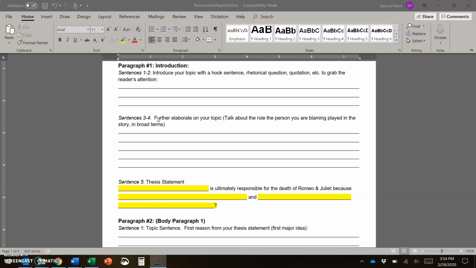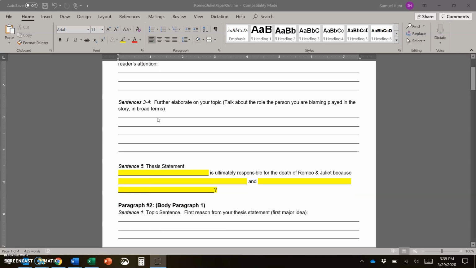So, if I were going to say that Peter, the nurse's servant, was ultimately responsible, you're going to have a hard time making that one, so I don't know if I would use this one. But if I were to say him, this is where I would talk about Peter as the nurse's servant who isn't able to read, and he's the go-between. He's the one who talks to everyone about the party. He knows sort of what the nurse knows. Right? I'm talking about him in very broad terms, but I'm not giving exact reasons as to why he's ultimately responsible. Now we move to our thesis statement.